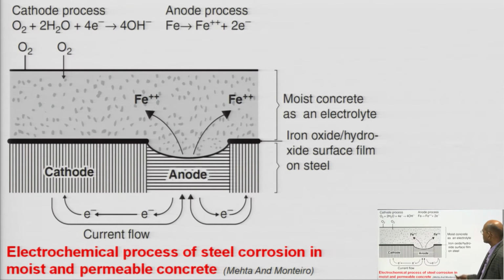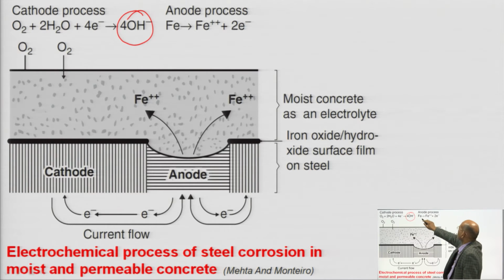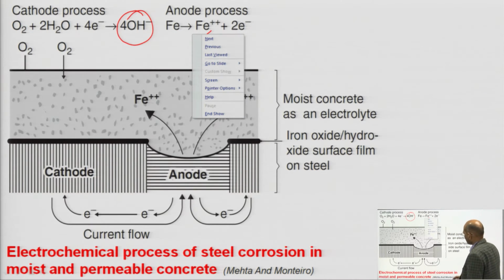If you see how this process happens, here is the anode. In the same bar, in one place a cathode will be there, and in another part an anode will develop. From here we get the ferrous ion ejected, and from here the current will be formed. The ingress of oxygen and moisture is necessary to initiate the reaction. The cathode process is oxygen molecule plus water, and the electrons give you the hydroxyl ion. Similarly, iron will eject Fe2+ and 2 electrons. Finally, we get the corrosion material here. So, this is the electrochemical process of steel corrosion in moist and permeable concrete.